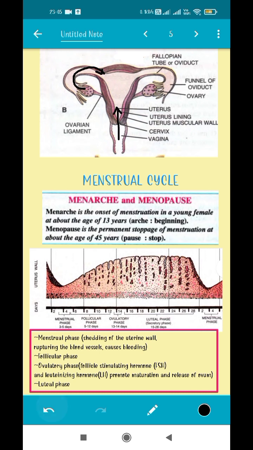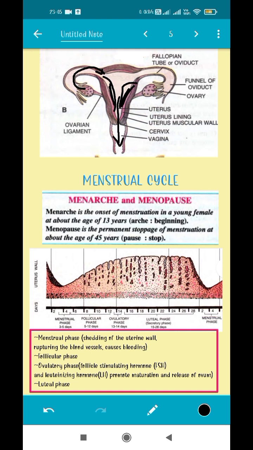But if there is no sperm during that time, what will happen? This lining of the uterus will start thickening, expecting the arrival of a baby. But when that doesn't happen, this layer which has just thickened will shed off from the female body, and it will also cause bleeding for a few days. Along with that, the ovum which was released will also shed out of the body. This process is known as menstruation.